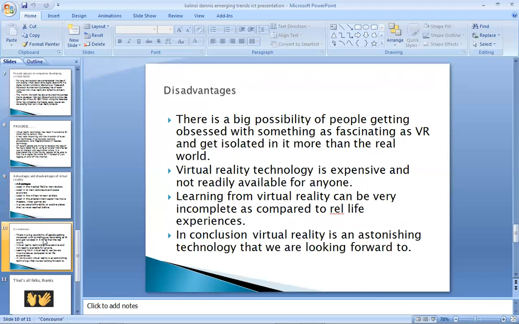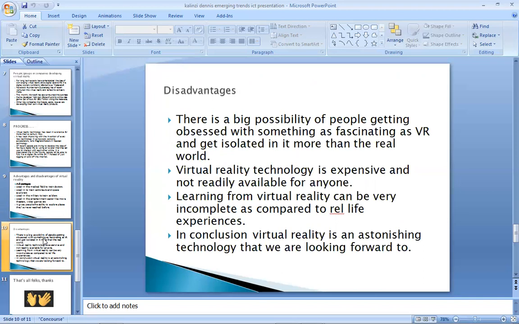The disadvantages: there's a big possibility of people getting obsessed with something that is fascinating, like virtual reality, and you get isolated from the real world. Instead of living the real life, you get used to living the virtual life, and it's more interesting to you than the real life. There is that obsession that can come over you.